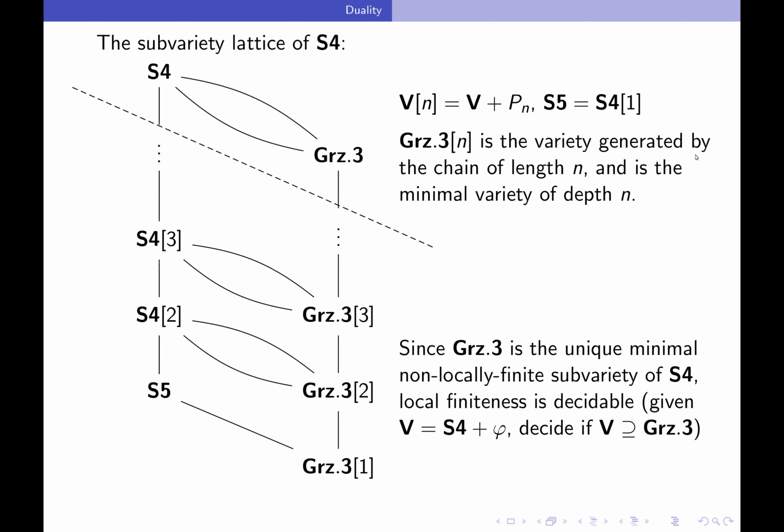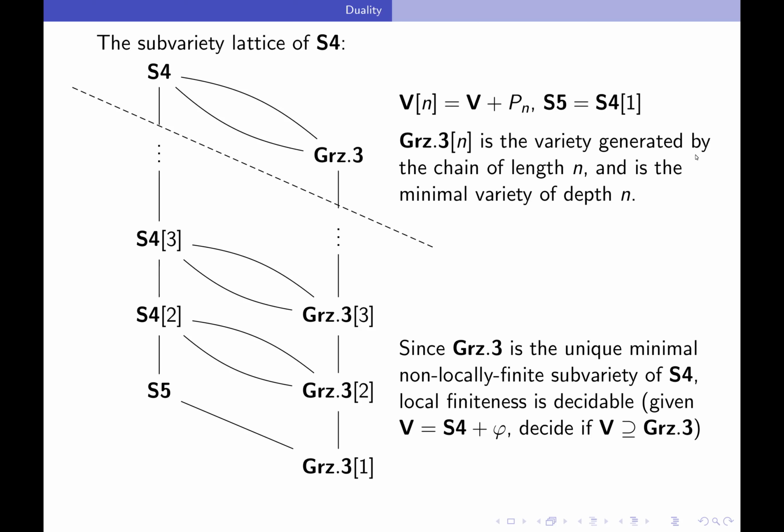Right, and these GRZ stands for Grzegorczyk. So these Grzegorczyk 0.3 logics are exactly the minimal varieties of depth n for any n. And these Grzegorczyk 0.3s are actually just the variety generated by the algebra of just an n-length chain. And so what the theorem on the last slide says is that the locally finite varieties are exactly the ones below the dotted line, and the ones above the dotted line are not locally finite.